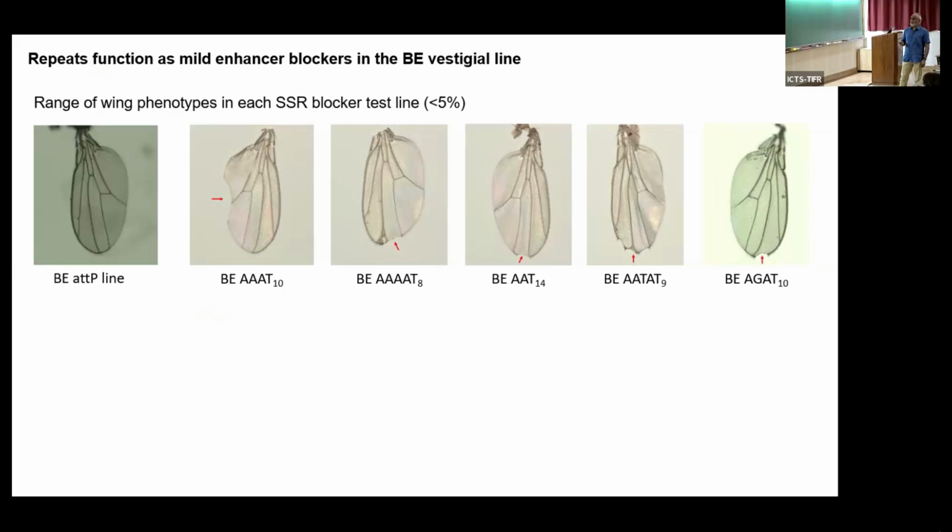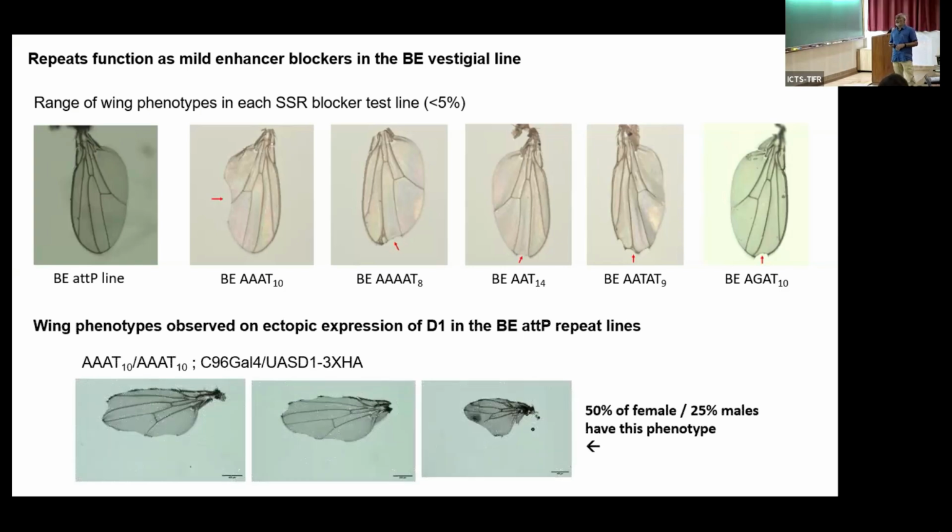So of course he did his experiment to introduce these repeats at the locus, and we didn't see absence of the wings, but we see notch of various kinds. One reason for the mild phenotype may be that the proteins that bind to them are not present there in large quantity. So he used again the good tools of the fly and expressed, in this case, let's say D1 in the same tissues, and now we see the more severe phenotypes.